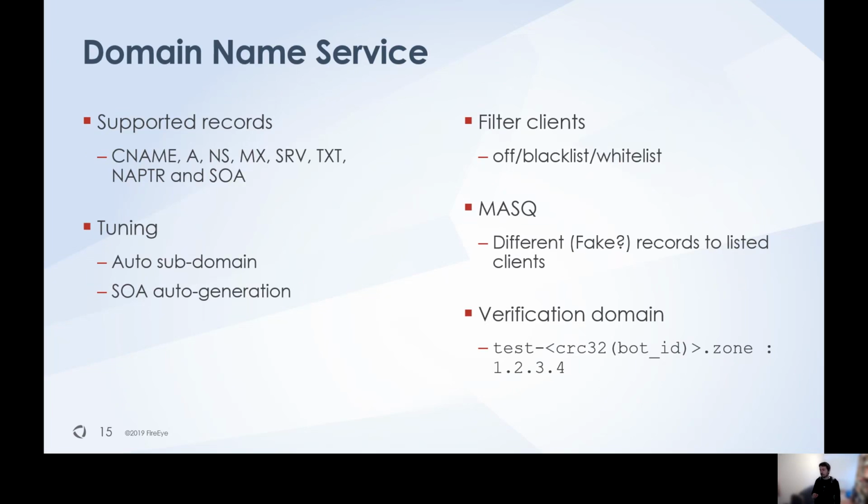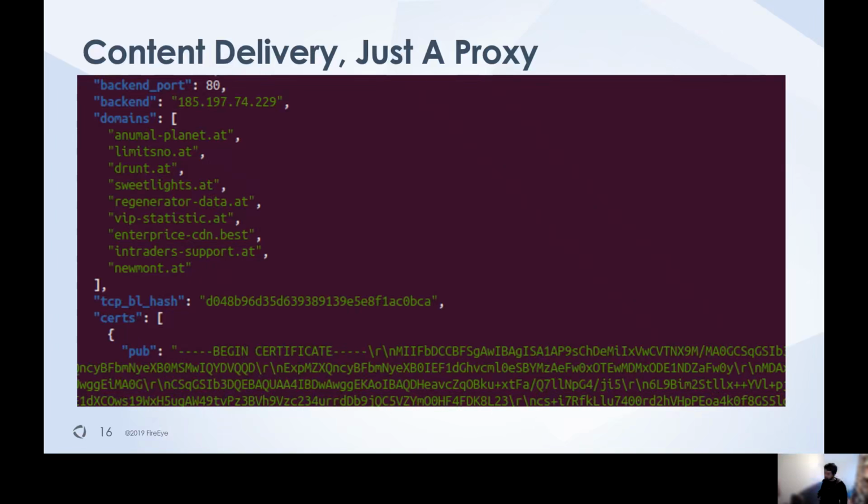Finally, there is a default domain that is configured on all nodes, and that domain is derived from the bot ID. So if you have the bot ID, you can check that the node is actually live and a Fluxxy node. All those can be used to fingerprint Fluxxy nodes.